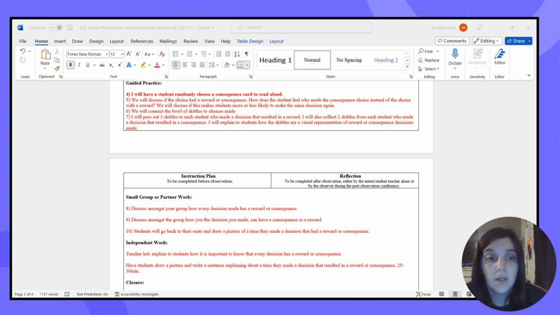For the independent work, I will explain to the students how it is important to know that every decision has a reward or a consequence. And I will have students draw a picture and write a sentence explaining about a time they made a decision that resulted in a reward or consequence. And this should take about 25 to 30 minutes.